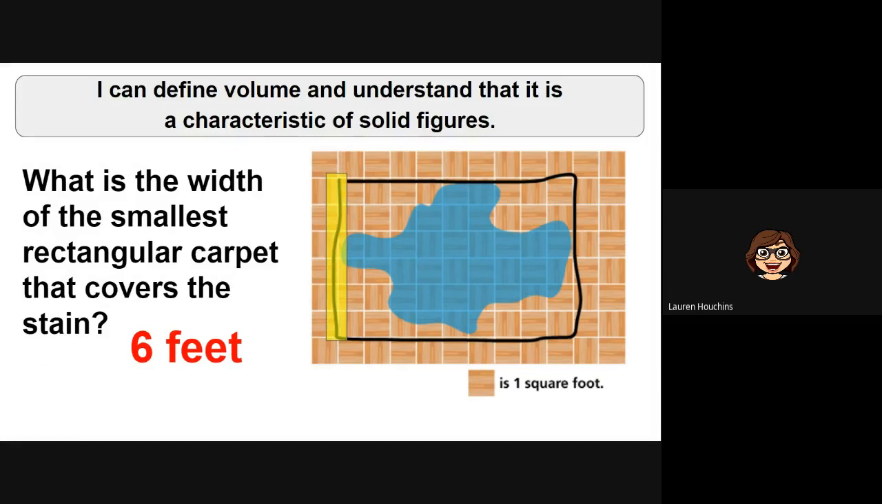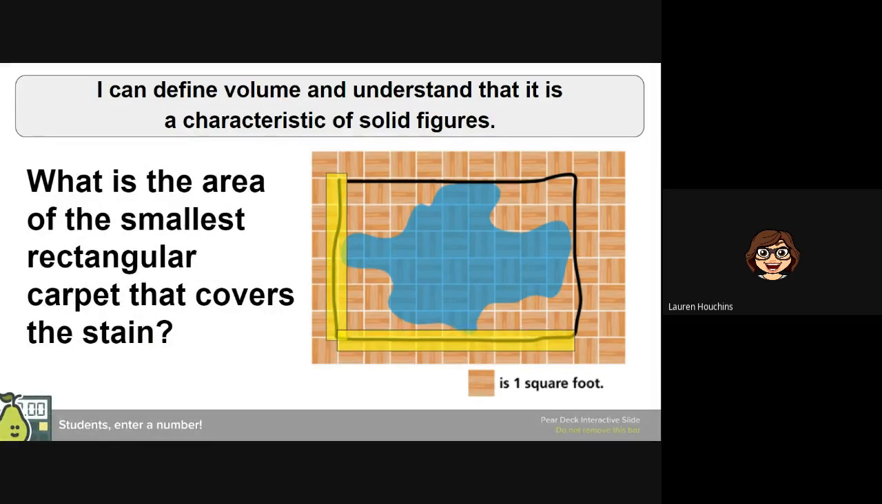So using what we know about area, what is the area of the smallest rectangular carpet that covers the stain? So our length is 9 feet, our width is 6 feet. So what is the area? Our area is going to be 54 square feet.